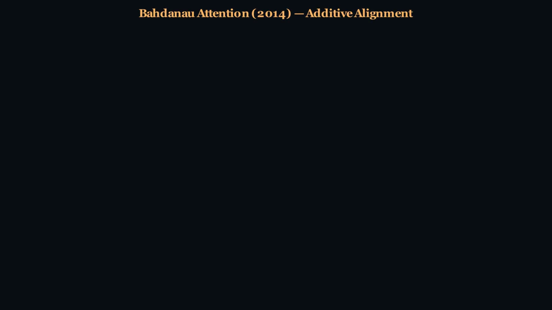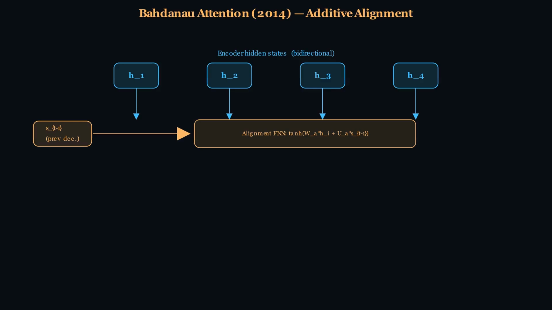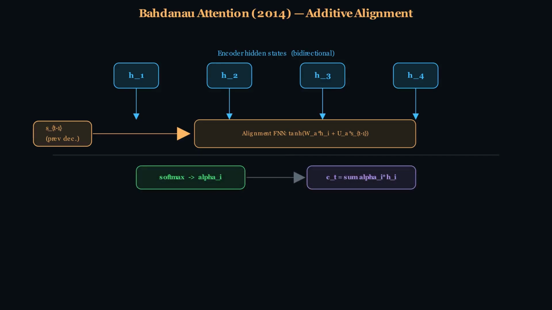Bahdanau attention was the first modern attention mechanism, published in 2014 for neural machine translation. 4 encoder hidden states, 1 per source word. Bahdanau uses the previous decoder hidden state to compute alignment. Each encoder state is scored against the previous decoder state using a small feed-forward neural network with a tanh activation. This produces a raw alignment score for each position. Scores are normalized through softmax to produce attention weights alpha. The context vector c_t is the weighted sum of all encoder hidden states.